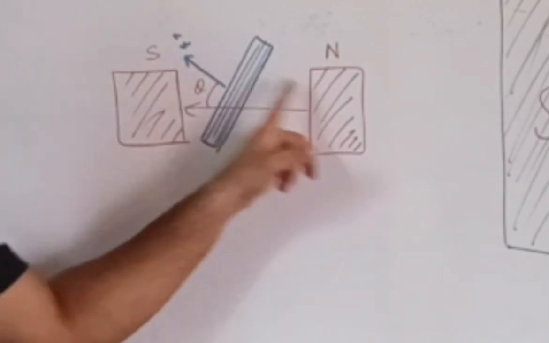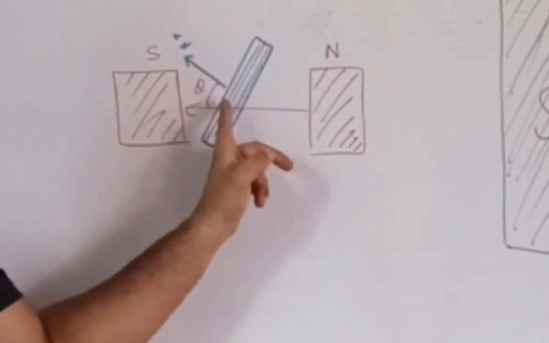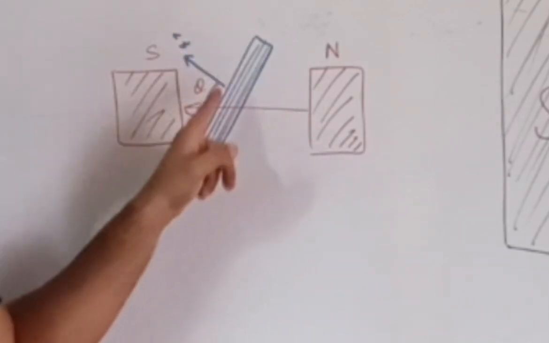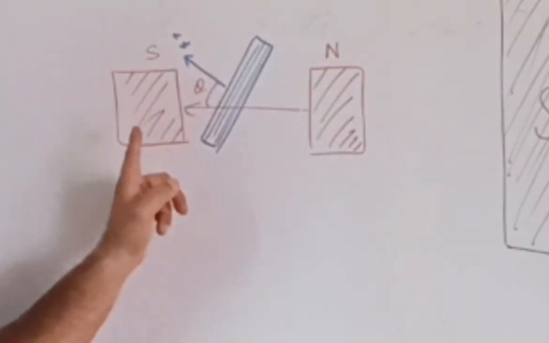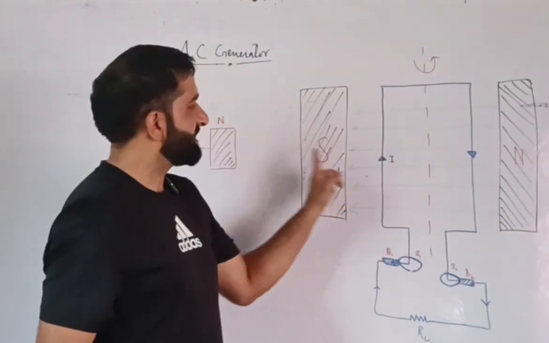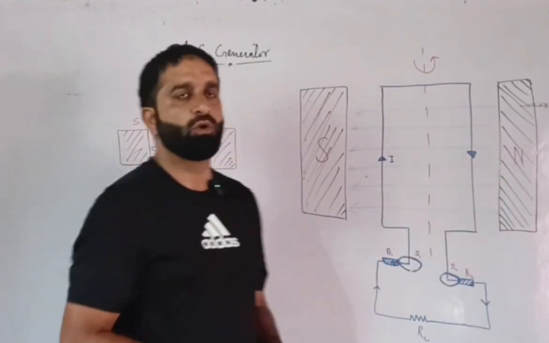Here we have the north pole and south pole. This is the rectangular coil. The rectangular coil has an area vector perpendicular to the coil, and that area vector makes an angle of theta with the magnetic field, that is from north to south. Here it is from north to south. This is the south pole of the magnet, and this is the north pole of the magnet.